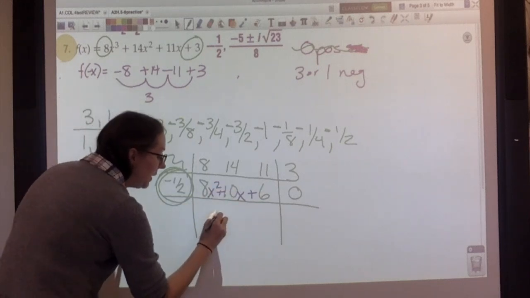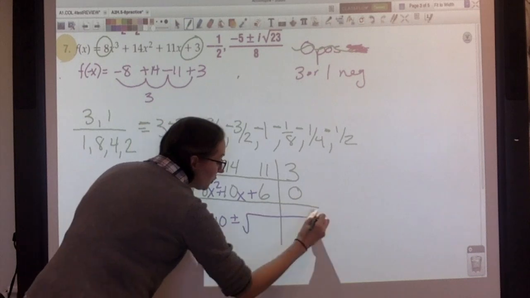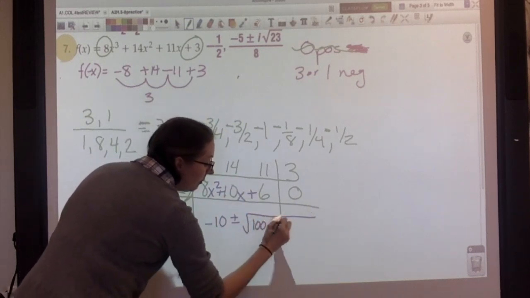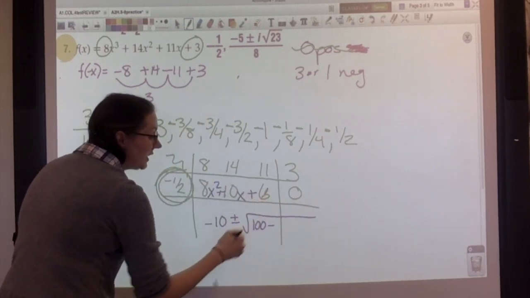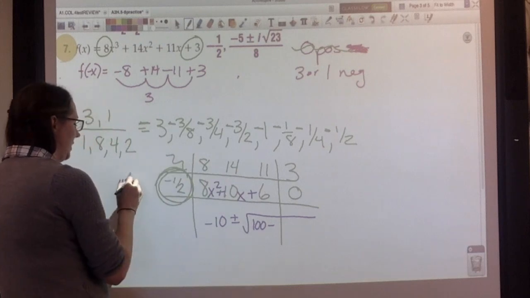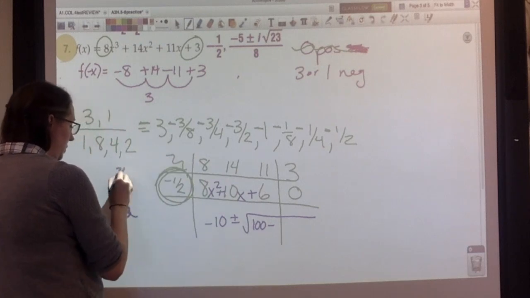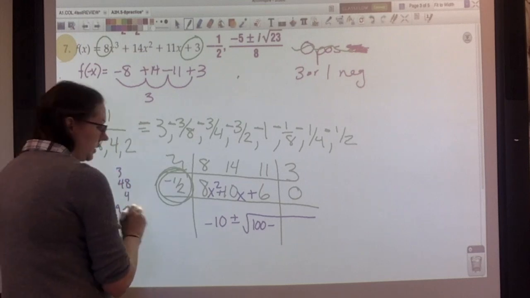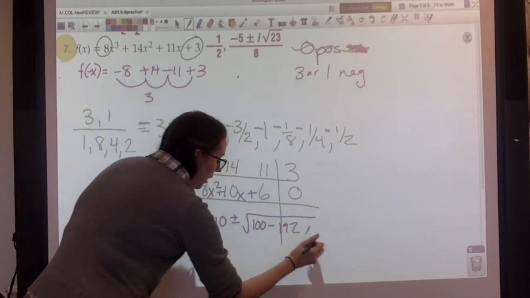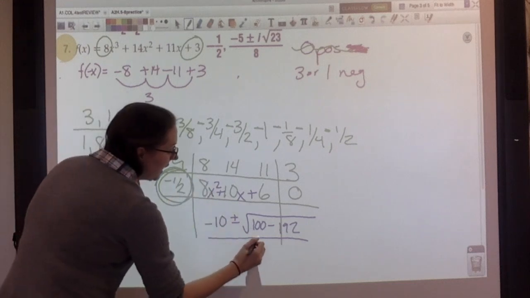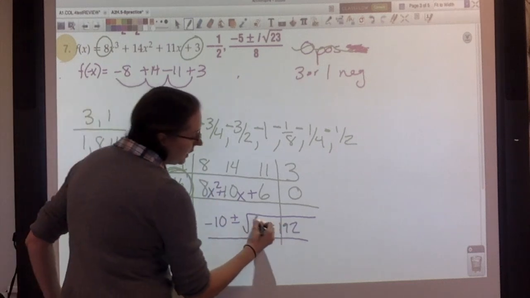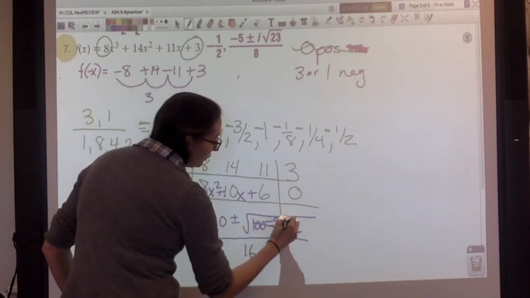So I'm going to do negative b plus or minus the square root of b squared minus 4 times a times c. So 4 times 48. 32, 16, 17, 18, 19, 192. All over 2a, which is 16. 100 minus 192 is negative 92.